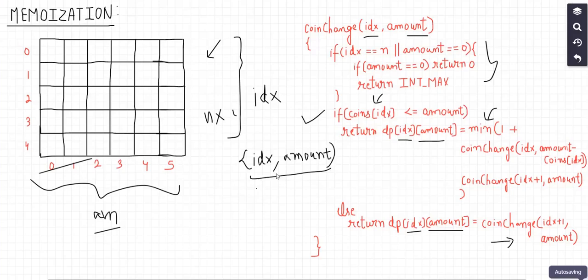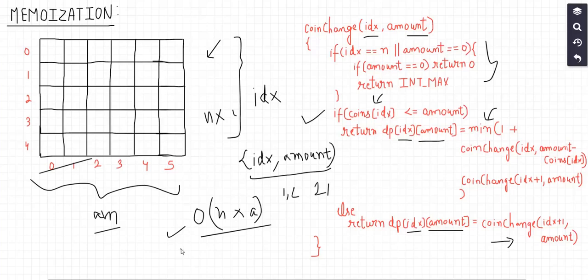And how many such pairs will there be? If there are n unique indices, and amount goes from 1 to, let's say, a, then that's the time complexity, because these are the number of unique pairs that we would have. Unique ordered pairs, that means if I take 1 2, it is different from 2 1. Okay, so these are the unique pairs of index and amount that we can generate, and these will be the number of function calls that we would have, and hence the time complexity. Same goes with the space complexity.